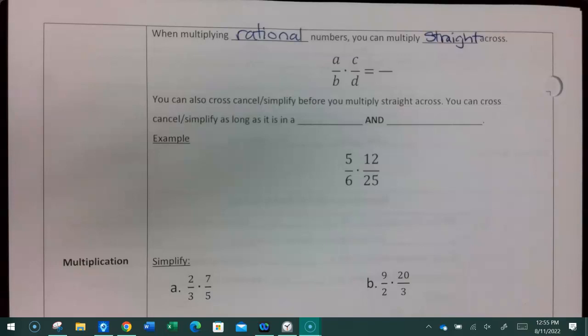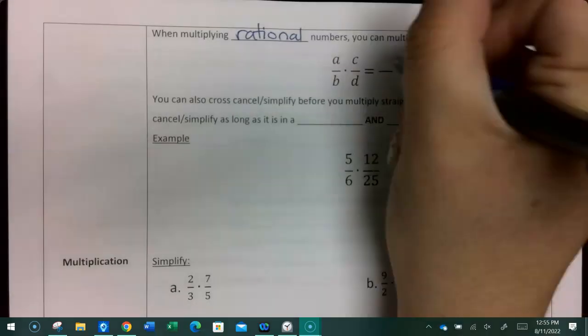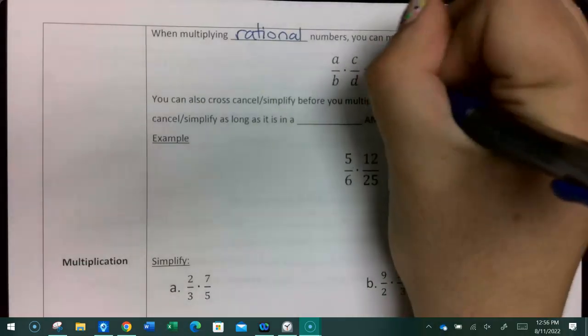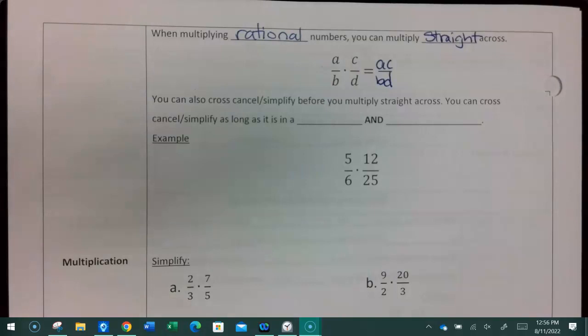So here I have a fraction that is a over b times c over d. If I was multiplying these two together, my top would be a times c, and my bottom would be b times d. They're just placeholders for real numbers.